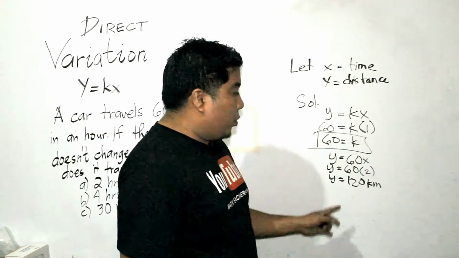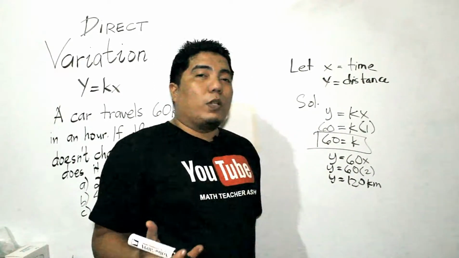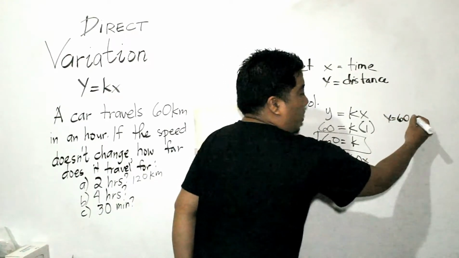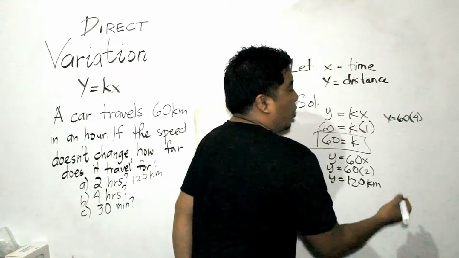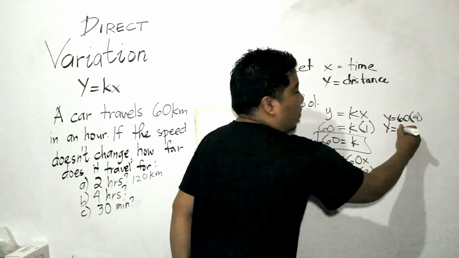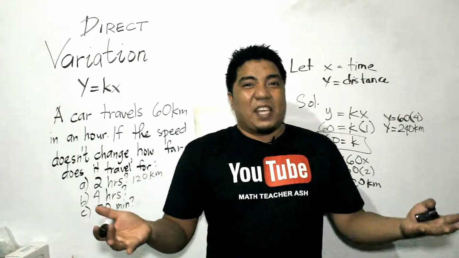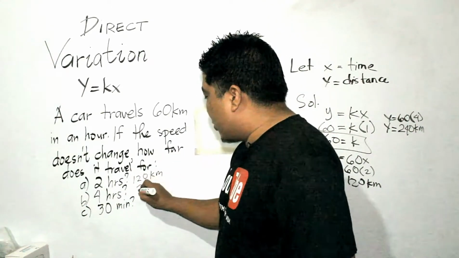For the same scenario, we just need to use this one, y is equal to 60x, and we will solve for our 4 hours. So that is y is equal to 240 kilometers. Easy, right? And that is 240 kilometers.